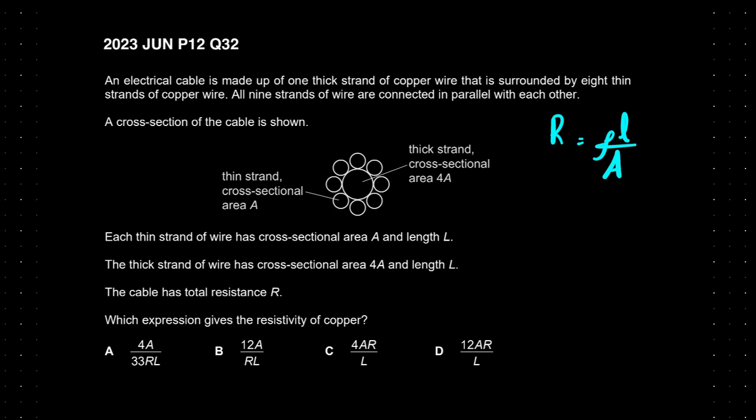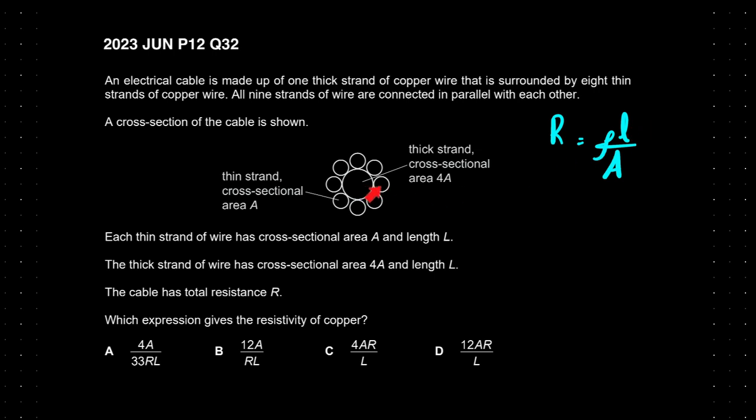So all of these have length L, right? And we need to find the resistivity. So how do we go about doing this? First of all, you have these 8 parts of cross-sectional area, and then you have this one. All of these have the same length L, so at least I don't need to worry about L.